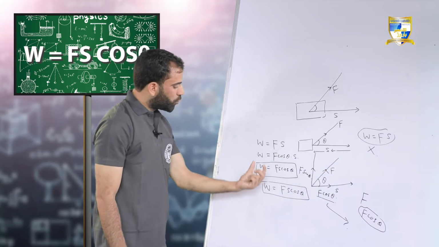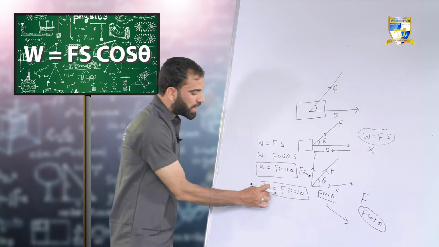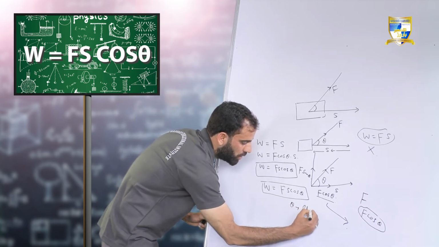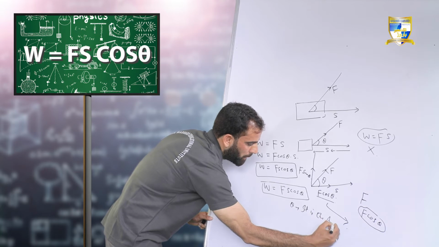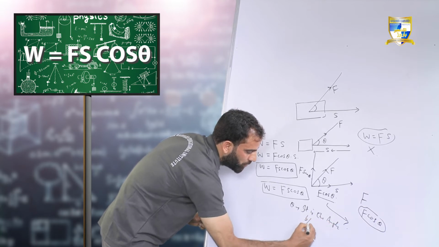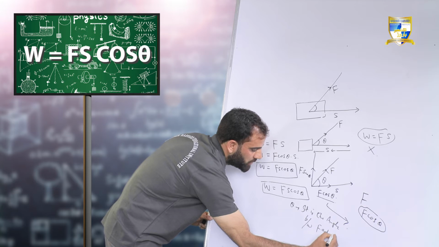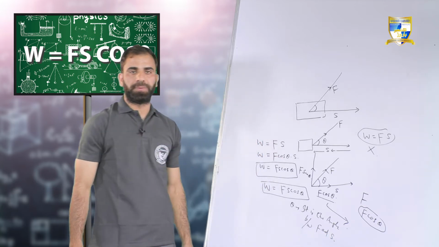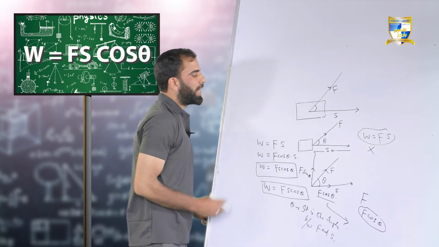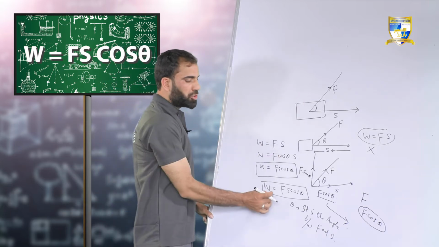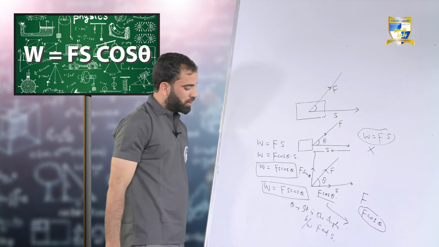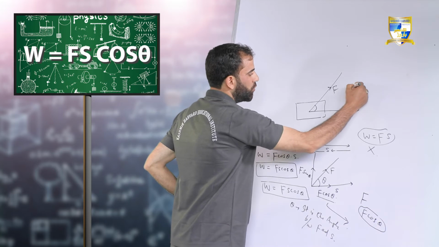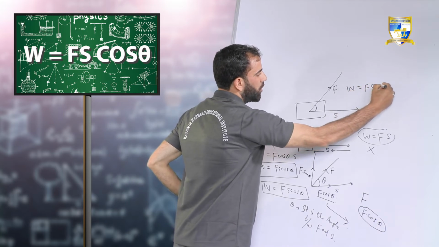Today we have learned one more formula, that is F cos of theta. What is this theta? It is the angle between force and displacement. So if you are applying force at some angle, we are going to use this formula, that is, work equals to Fs cos of theta.